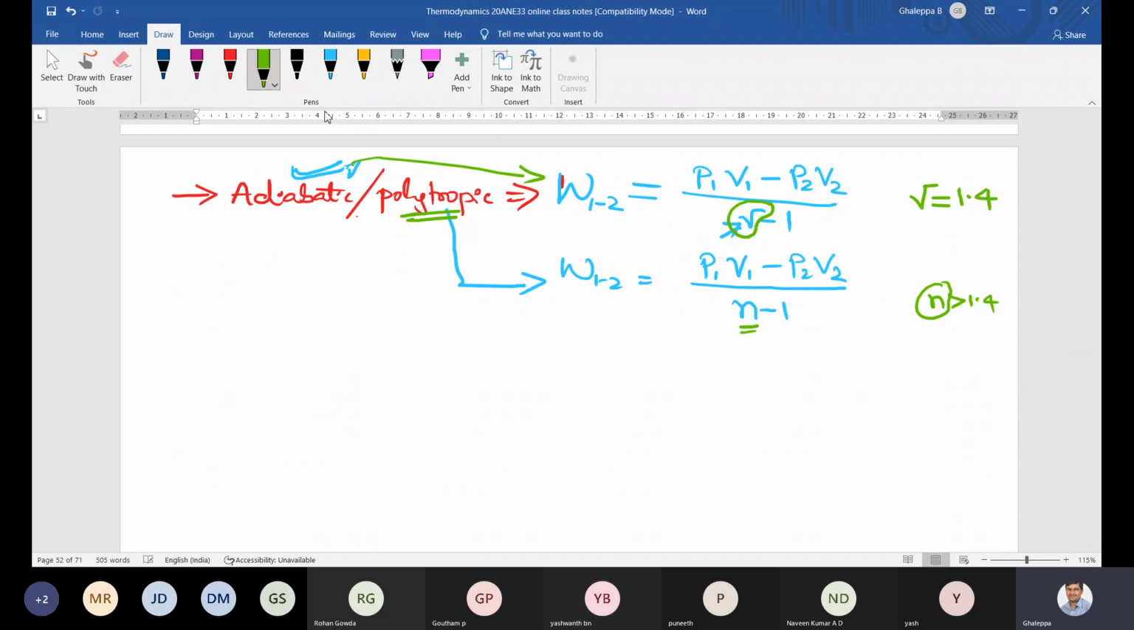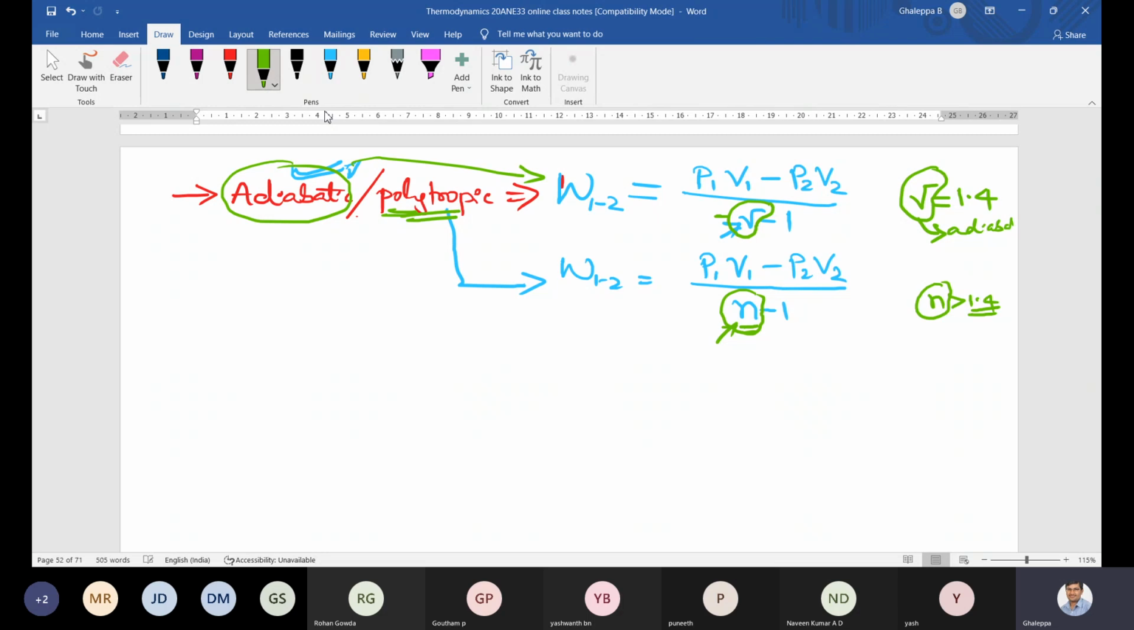In that case, how to calculate the n value? You cannot assume it is 1.4. If it is gamma, you can assume it is 1.4. What is gamma? It is the adiabatic index. Why is it the adiabatic index? Because gamma is related to the adiabatic process. What is n? n is related to polytropic, so it is the polytropic index. So how to calculate this n value is again one simple equation.